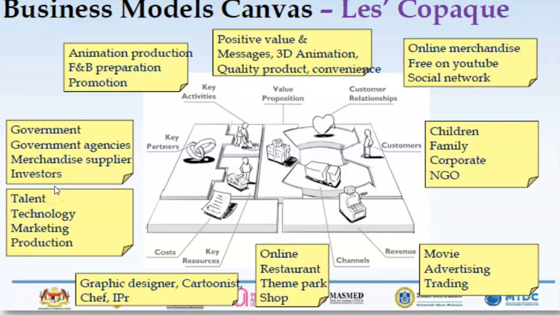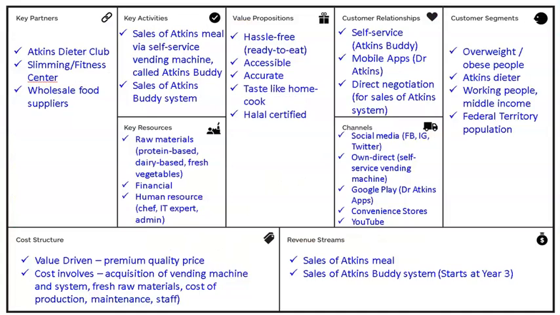And how about the revenue stream? How Les Kopak receive or gain income from the business? Yes, from movie, advertising, and trading of merchandise. This is another example of business model canvas for Atkins Dieter vending machine.